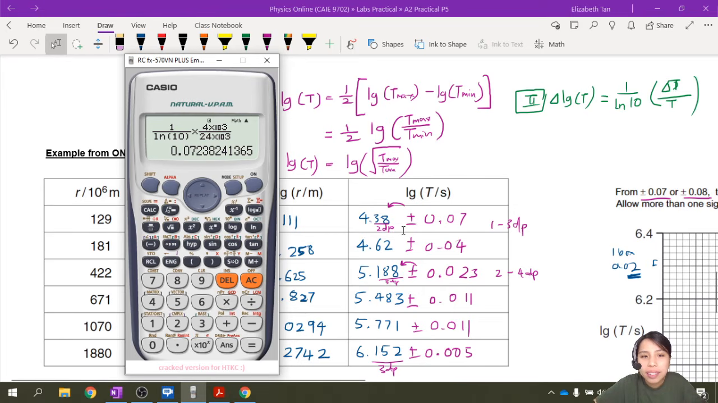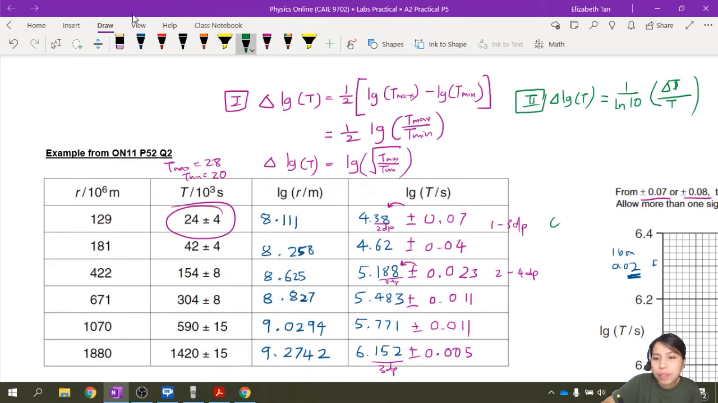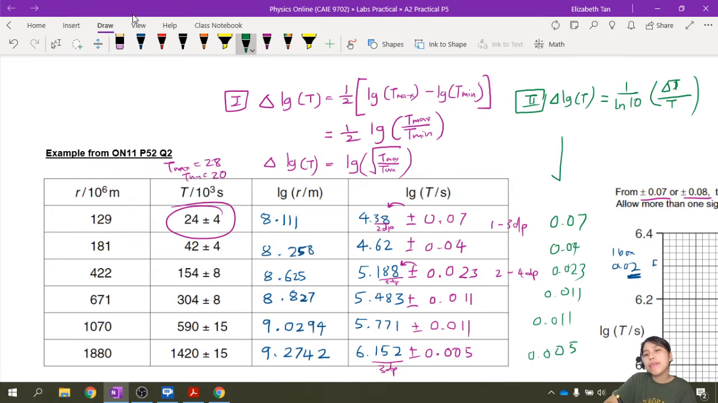0.0723. That is kind of similar to our this one. Oh. If we do 0.07, it's the same lah. But if we do 0.072, slight difference. So let's write it out. Also 0.07. If you write out everything, you will get almost the same thing. 0.04, this one is 0.023, 0.011, 0.011, and also 0.046 or 0.005. So it's the same thing.